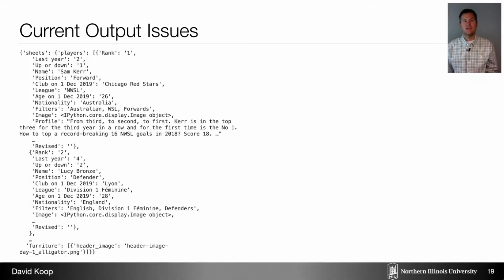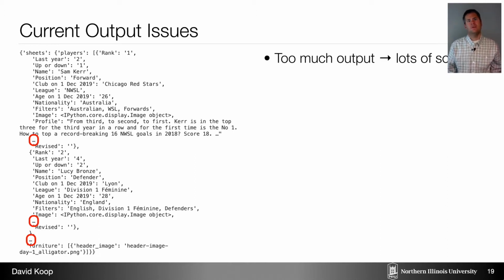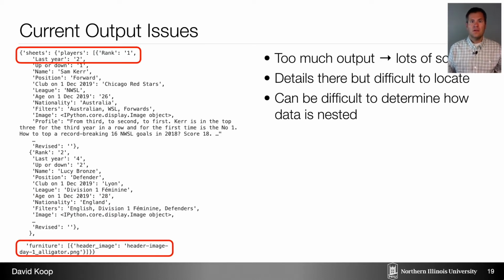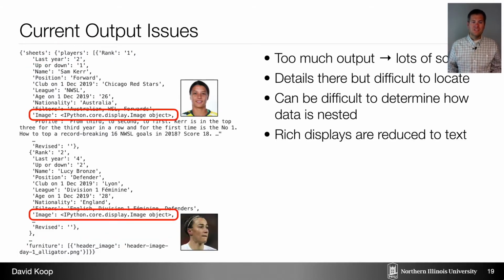So what are the issues we identified in the current way of doing things? Well, I think there's just too much output often, especially in data analysis tasks. That leads to lots of scrolling. There are details there, but they can be difficult to locate, partially because of that scrolling. It can also be difficult to determine how the data is nested. There's a mix of things listed on one line and things listed on multiple lines. So digging through things to figure out whether something is part of the top level dictionary or further down is difficult. And rich displays are reduced to text. We can't see those rich displays that Jupyter provides such good support for.